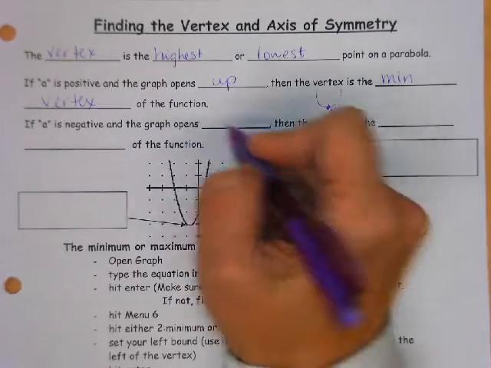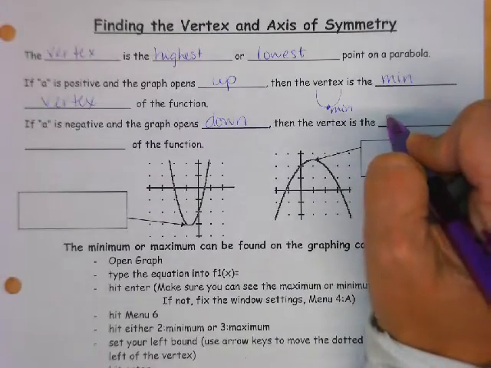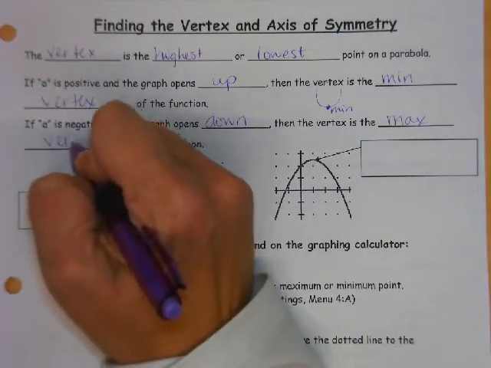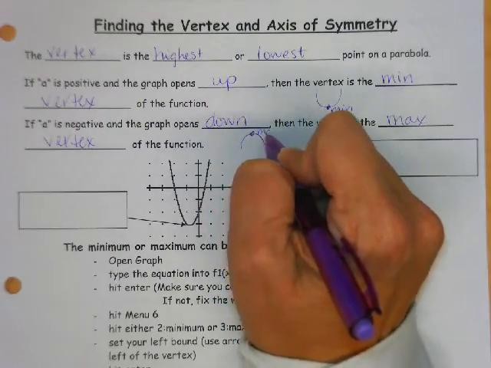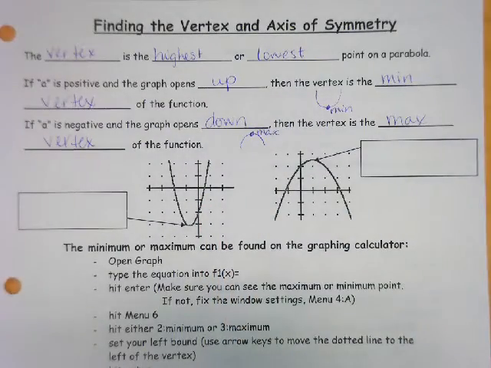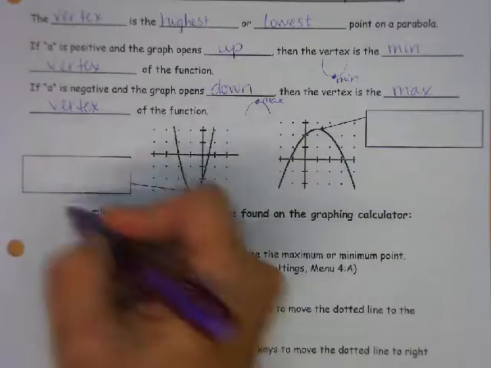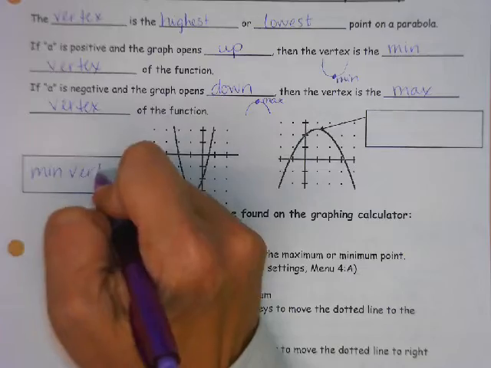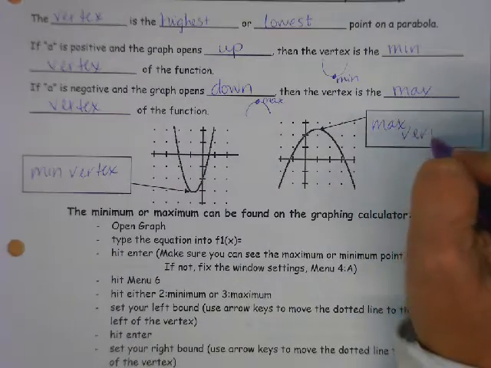If A is negative and the graph opens down, then the vertex is a max vertex of the function, right? So if it's doing this, here's our max vertex. Oh, there's a picture already. So we can say, and remember, this is why we call it a min or a max. We can't just call it a vertex.